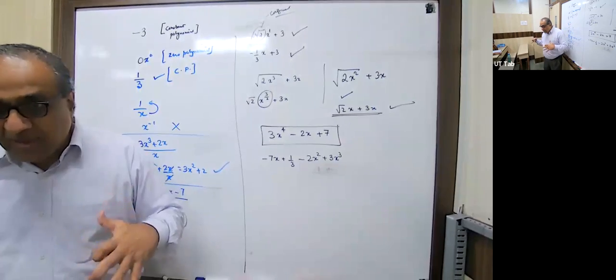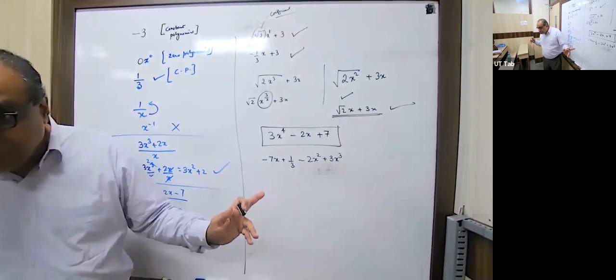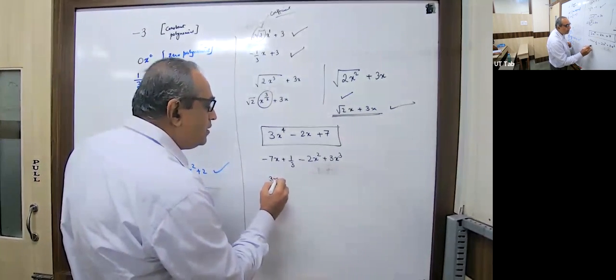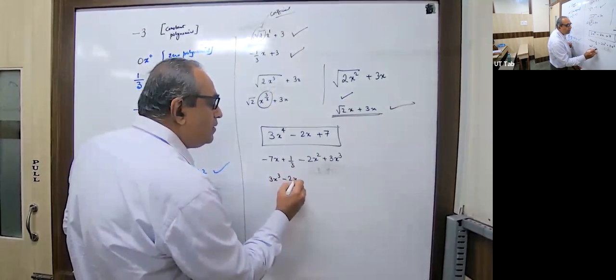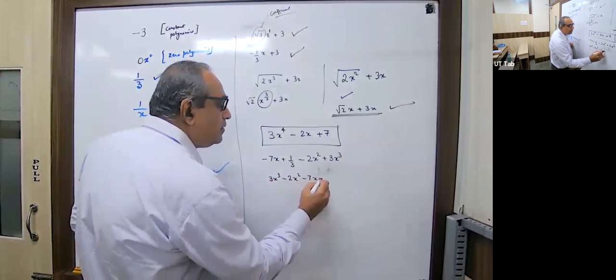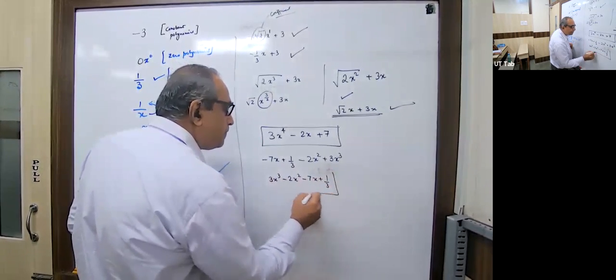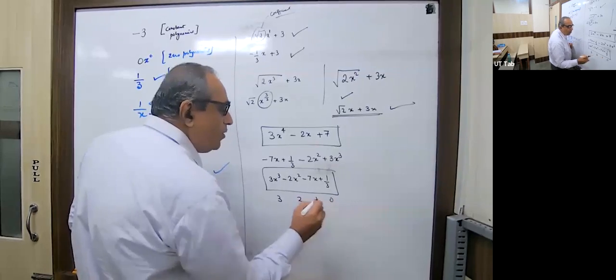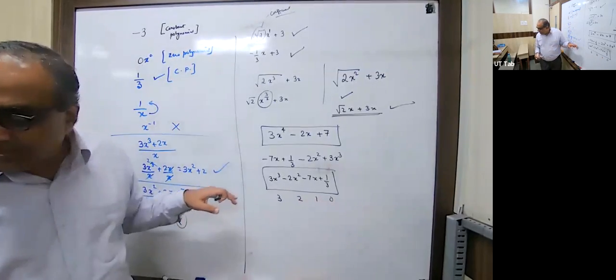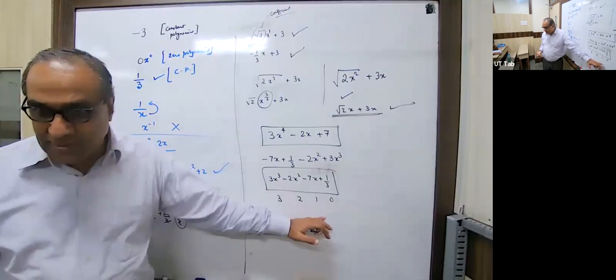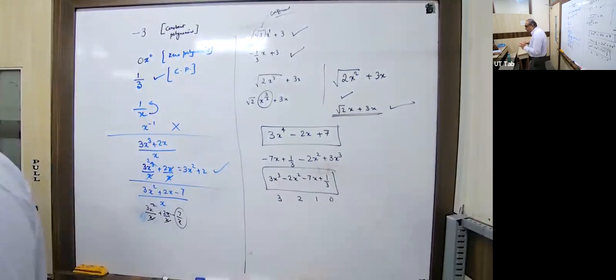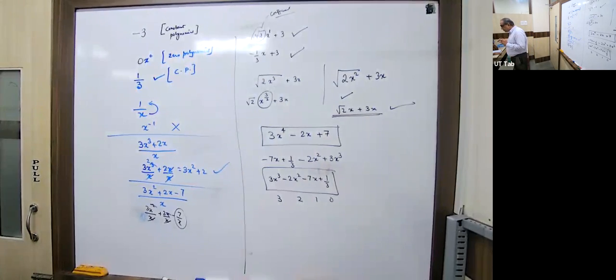And if I have to write this polynomial in the standard form, standard form means, look, order 3, order 2, order 1, order 0, either in the increasing order or in the decreasing order. This is called a standard form of a polynomial. What is it called? Standard form of a polynomial.